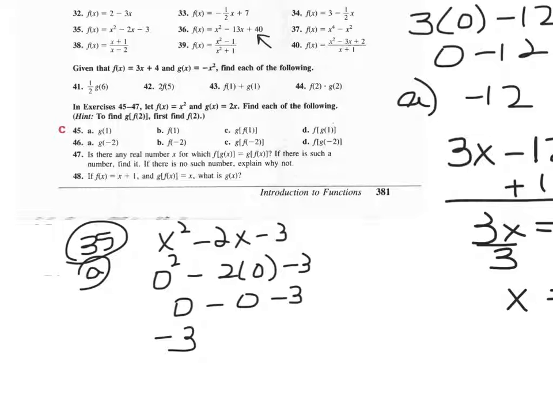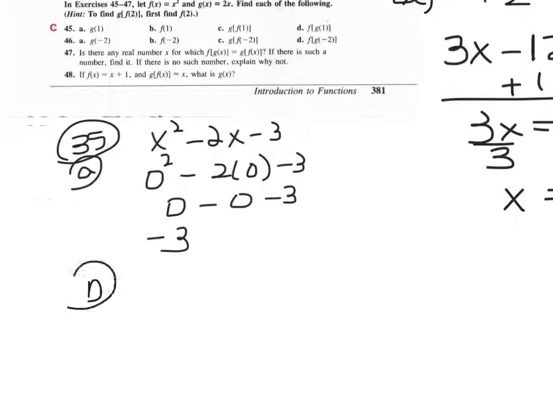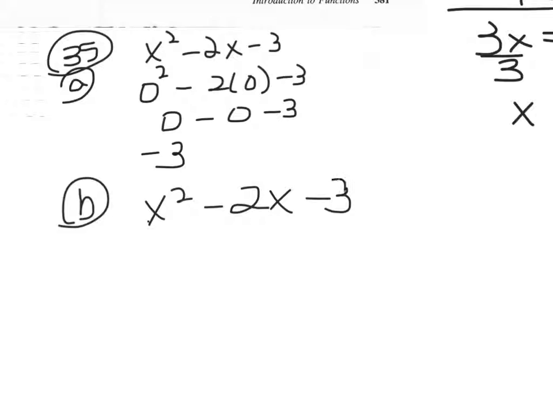But now, to set it equal to 0 for the part B, this is where we're factoring again. Okay, you're going to do a lot of this in Algebra 2. So I have to find the factors of negative 3 that give me negative 2. And those are going to be x minus 3 and x plus 1.